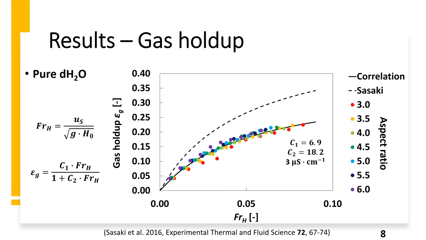We compared our research with another one which was focused on a similar topic, and the data from this research is represented by these constants for the same equation, and it's the line over here. You can see a big difference between Sasaki's research and the correlation made here. The main reason is the quality of water. The quality of water in this case is represented by conductivity. In the case of Sasaki's distilled water, the conductivity was 170 microsiemens, and in our case it was 3, which is basically 60 times smaller. So there is a significant difference between the qualities of water.